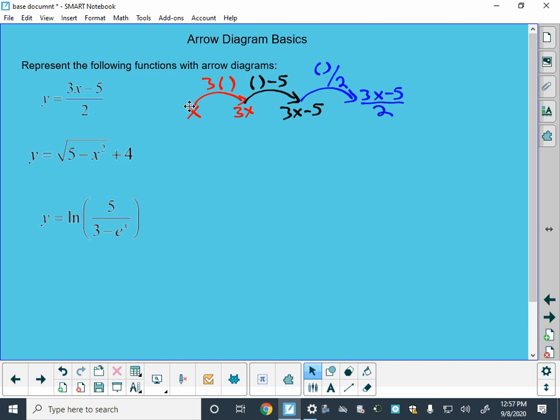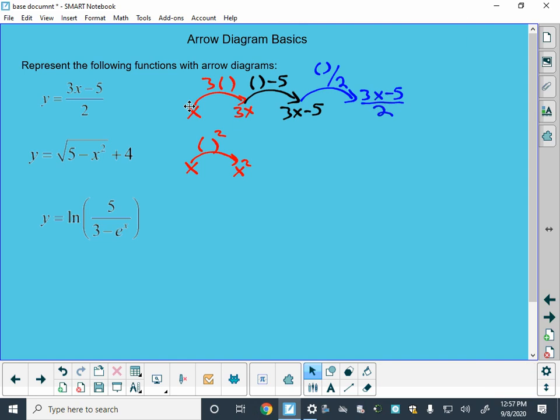Okay. For our second one, we start with the x again. The first thing that happens to this x is it is being squared. So we're going to write that this way. We could use a caret symbol in there if we wanted to, but we want to leave that empty set of parentheses in there, and that gives us an x squared.